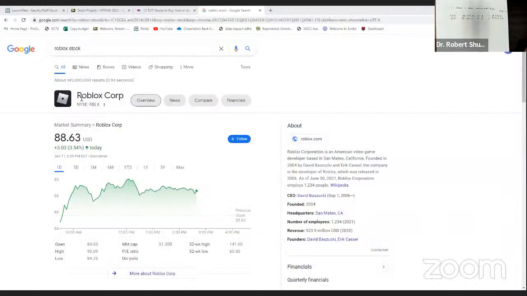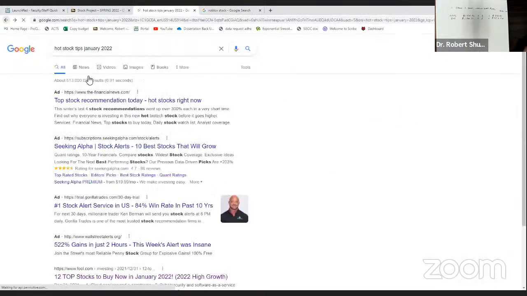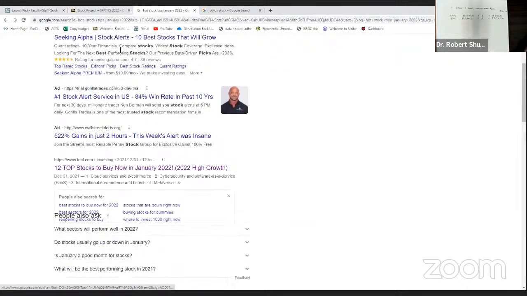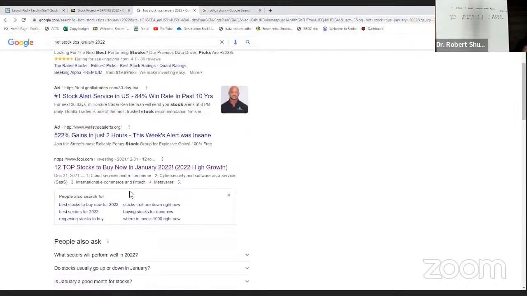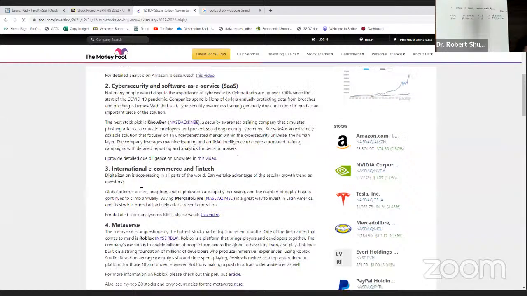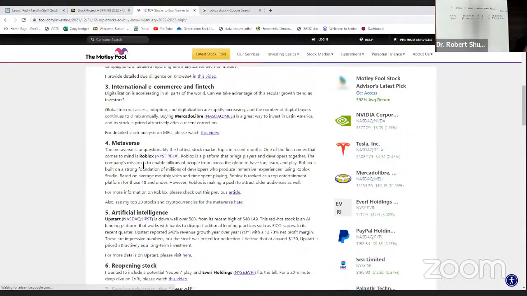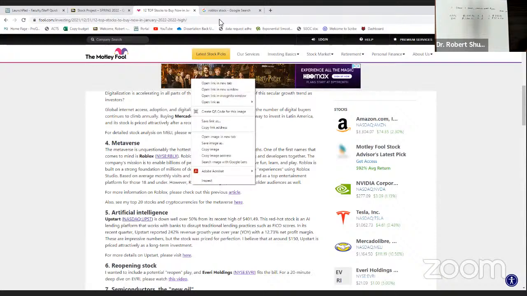Oh, you know what? I wasn't sharing that. Here we go. This is Roblox Corp. Oh no. Okay, guys, I just Googled 12 hot stock tips January 2022, and that brought up the 12 top stocks to buy. And one of those was Roblox. I thought that you guys could see my screen there. I apologize. But one of those was Roblox, and that's why I chose this one.